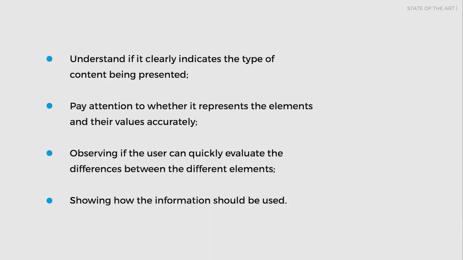Stephen Few has defined some effectiveness criteria to analyze to what extent the data presentation corresponds correctly to human perception. First, it is necessary to understand if it clearly indicates the type of content being presented. Then, it is necessary to pay attention to whether it represents the elements and their values accurately. The next step is observing if the user can quickly evaluate the difference between the different elements. The structuring of the data should be segmented in a logical order. And finally, the criterion of showing how the information should be used.